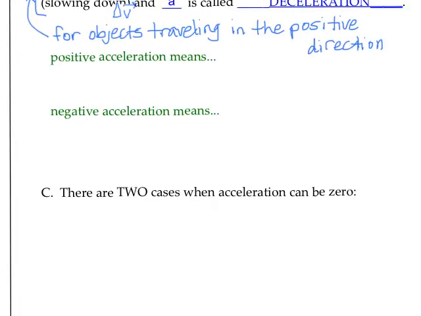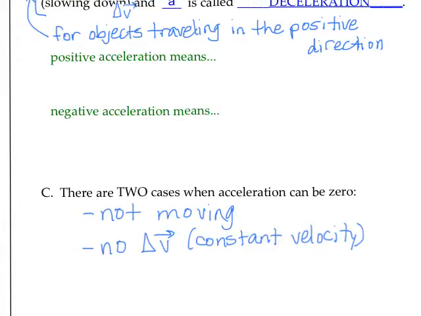And there are two cases when acceleration can be 0. Obviously, if you're not moving, then you are not accelerating. And then the other case would be if there is no change in velocity, which means you're moving at a constant pace. So you can still be moving, but not accelerating. This would be like the cruise control of a vehicle.